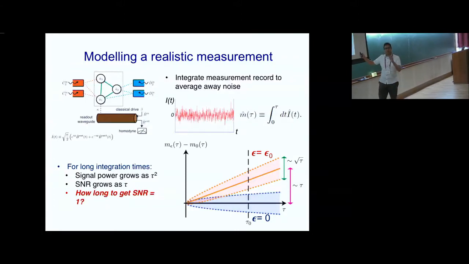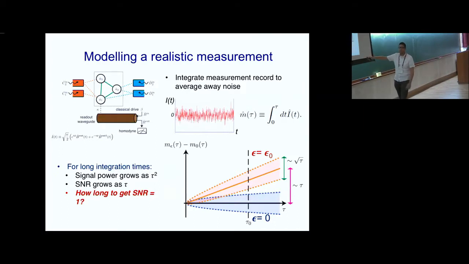Well, that's what I'm about to describe. That's what the shaded region is. So the average value is represented by these solid lines here. This shaded region is representing, if you want, the variance in this quantity m. So when I integrate up this I of t, there's still going to be some uncertainty in what the value of m is, and that's what this shaded region is describing.